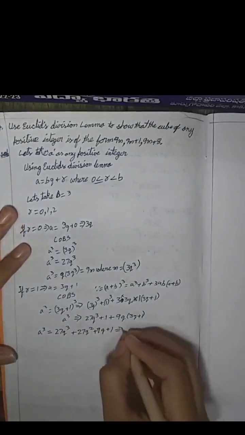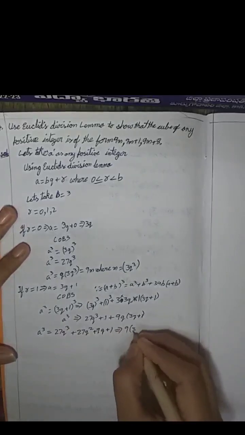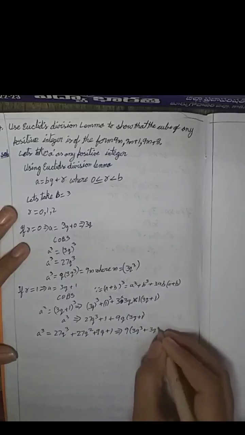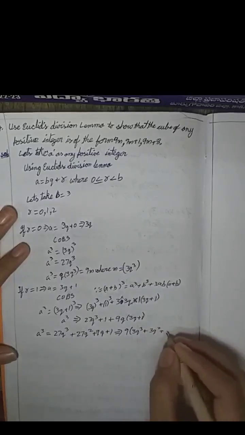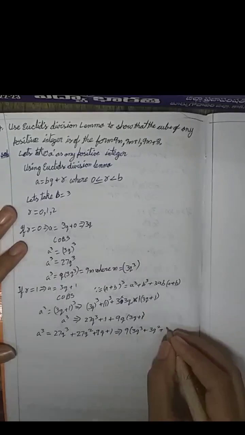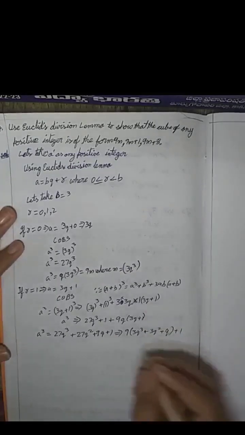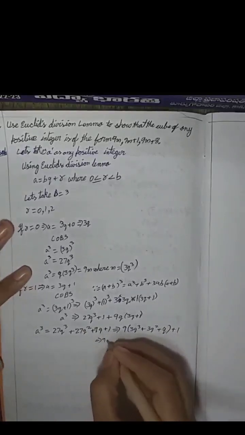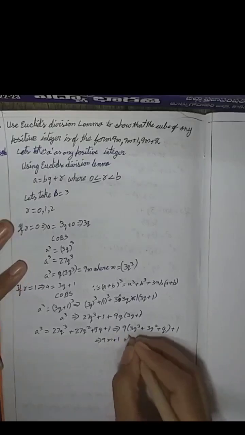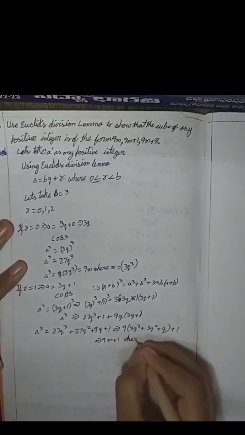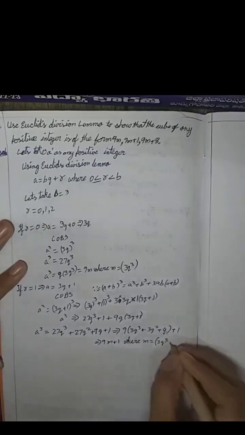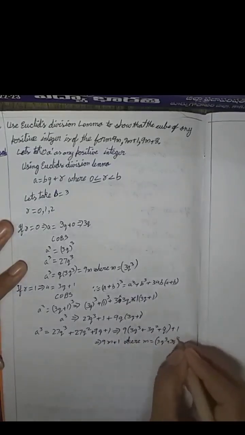Now we can take 9 common. 3q cube plus 3q square plus q, plus 1, which is equal to 9m plus 1, where m is equal to 3q cube plus 3q square plus q.